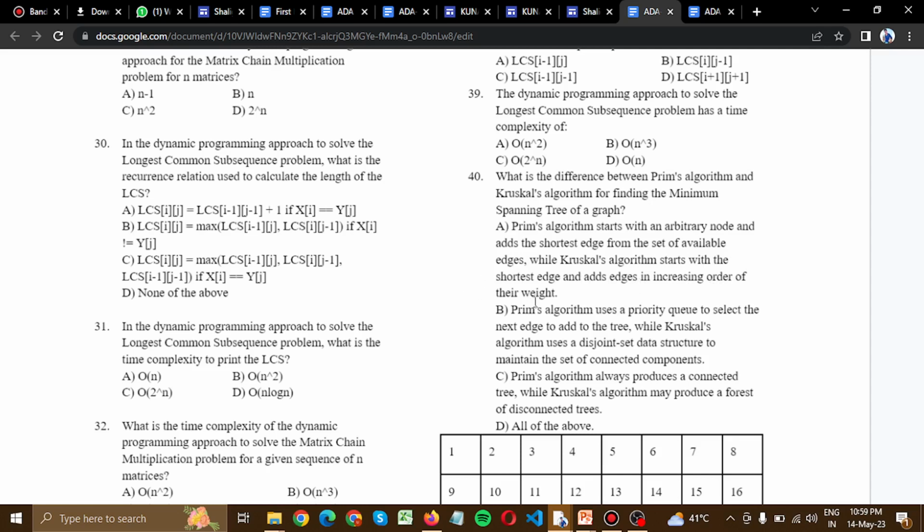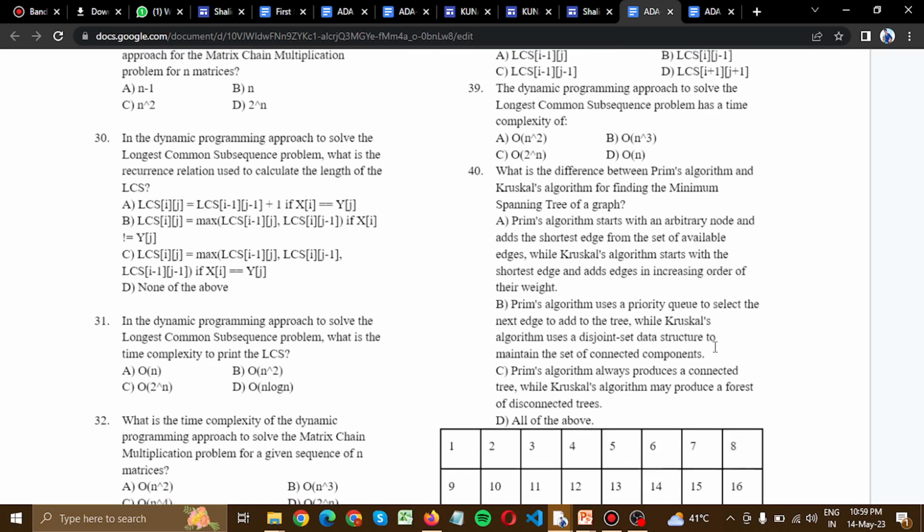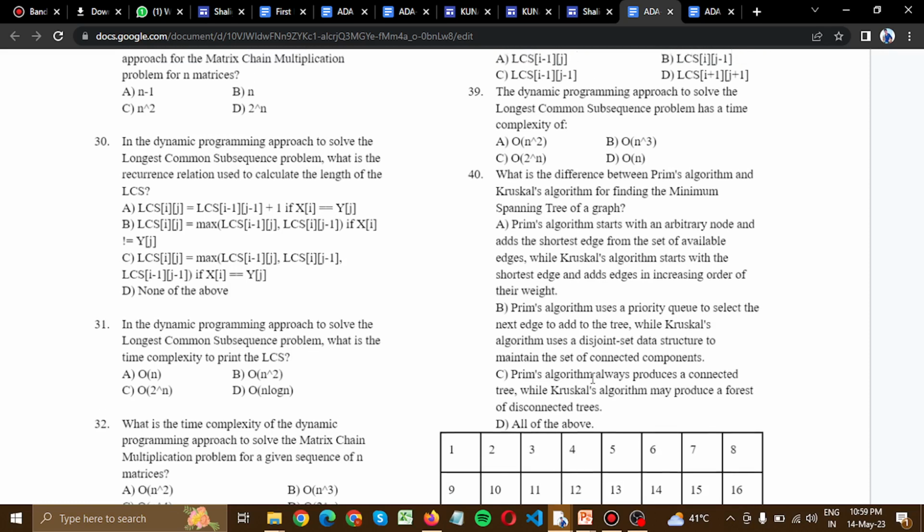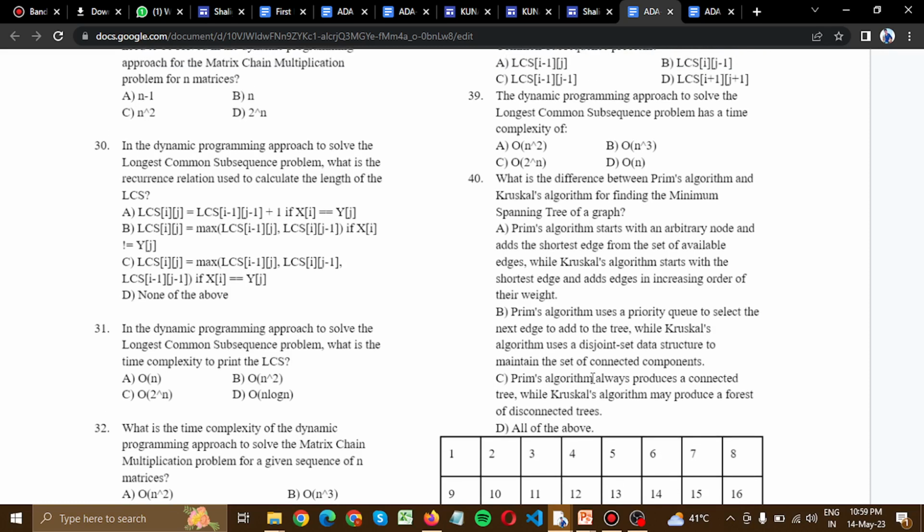And option B also: Prim's algorithm uses a priority queue to select the next edge to add to the tree, while Kruskal's algorithm uses a disjoint set data structure to maintain the set of connected components. And also option C: Prim's algorithm always produces a connected tree, while Kruskal's algorithm may produce a forest of disconnected trees. So option D, all of the above, is the correct option for this question.